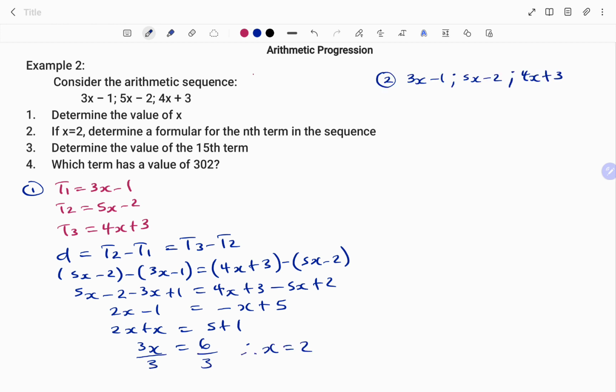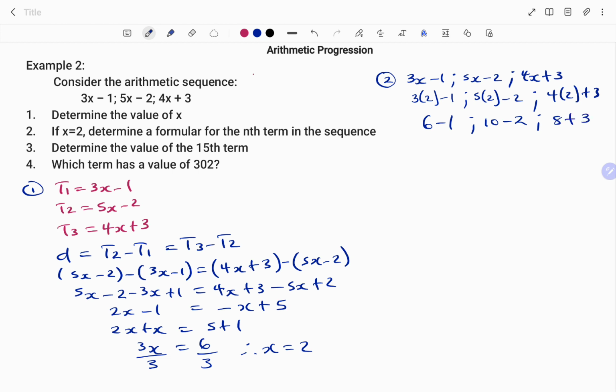In the second question, we have: if x equals 2, determine the formula for the nth term in the series. From the first question, we know that x equals 2. We are going to substitute x equals 2 to get the real values for our sequence. We have 3 times 2 minus 1, which will give us 6 minus 1. 5 times 2 minus 2 for the second term. That will give us 10 minus 2. And for the last term, we have 4 times 2 plus 3, which will give us 8 plus 3.